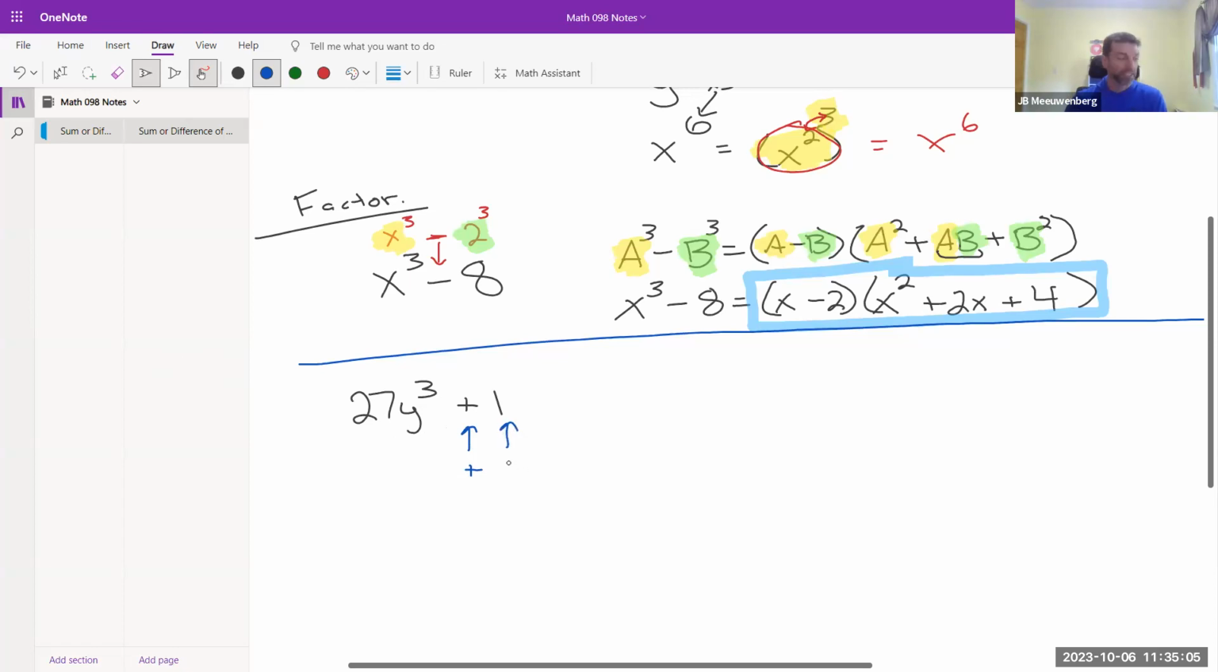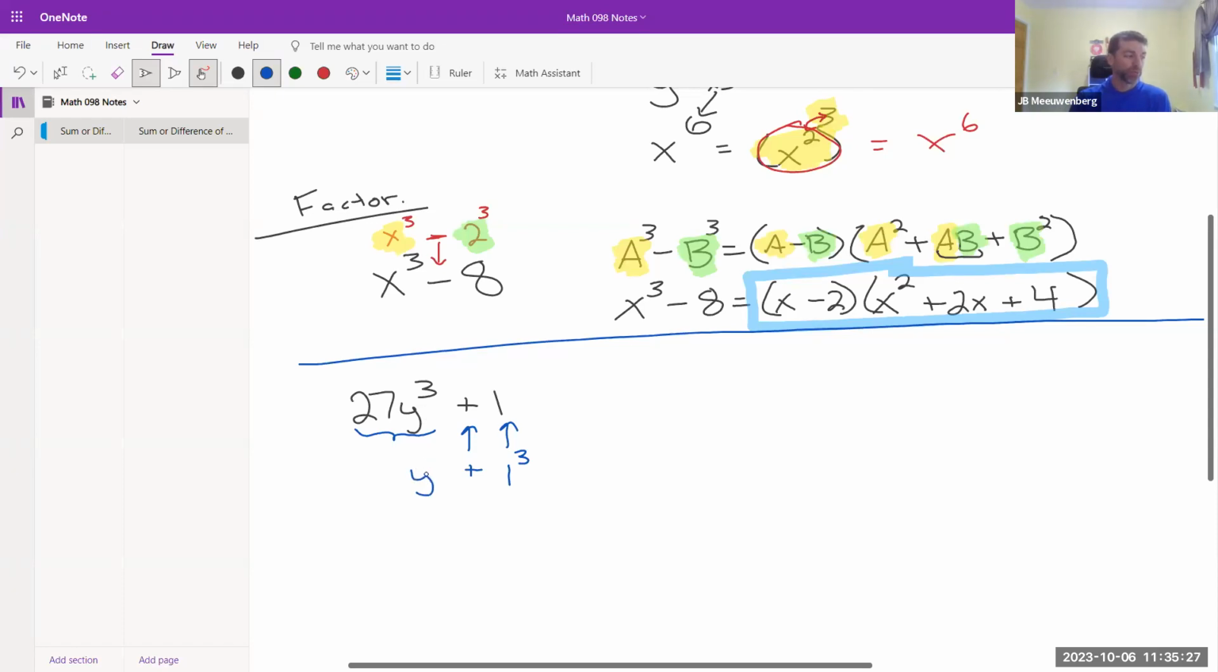1 is obviously a perfect cube, or maybe not so obviously. It's 1 times 1 times 1. So this is 1 cubed. 1 is the base. But what about this thing? This is sort of messy. You might have to play with this a little bit. It has a number and it has a variable. Well, the y part of it is kind of easy.